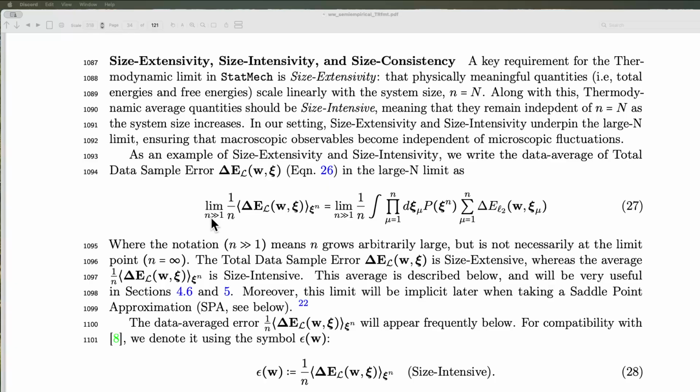I could have changed the notation a little bit, to a more physics style notation. So the total model sample error is size extensive, whereas 1 over n times this average, where the brackets denote this integral, this is physics notation for an integral, is size intensive. This average is described below and will be very useful in sections 4, 5, and 6. Moreover, this limit will be implicit later when taking a saddle point approximation. So we'll talk about the saddle point below.